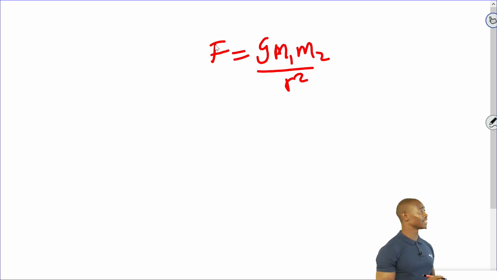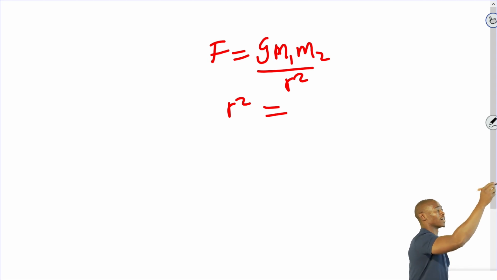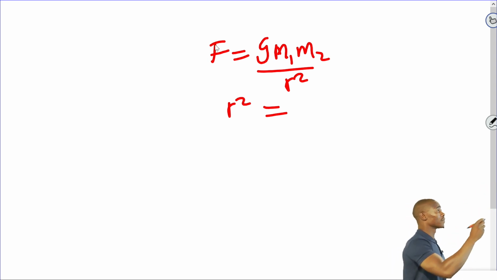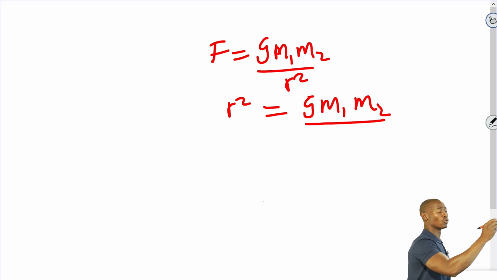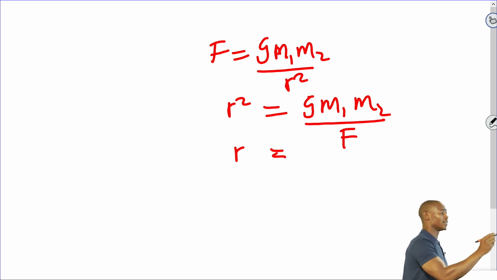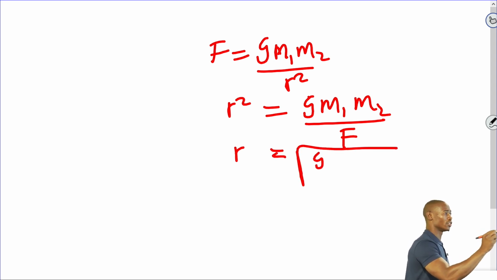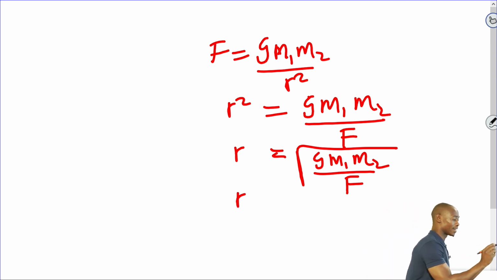Okay, so if you can make r the subject of the formula here, because they're looking for the radius or the height above the surface of the Earth, then you have r squared equals, multiplying by r squared on both sides, Gm1m2 over F. Then your r will be the square root of Gm1m2 over F. So on planet Earth we have r equals the square root of Gm1m2 over F. But now F is 1/4, so what is r here?